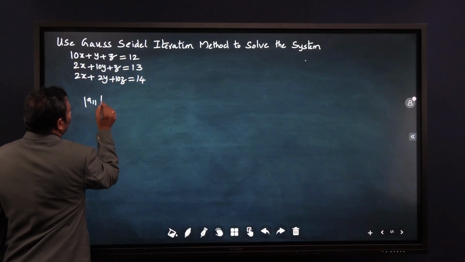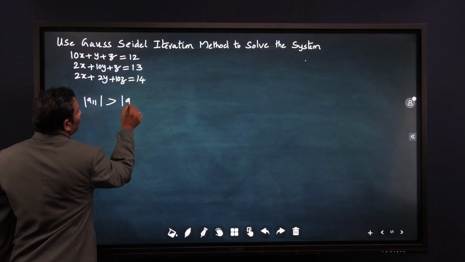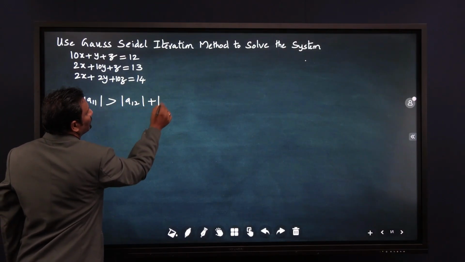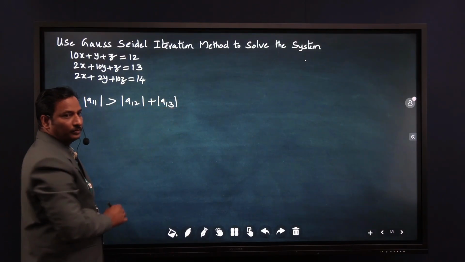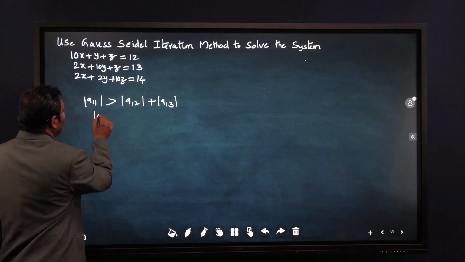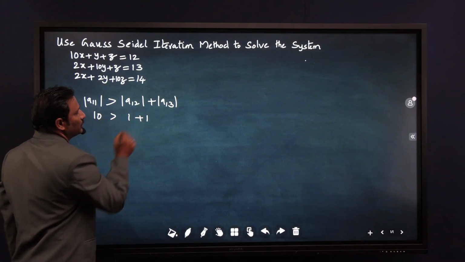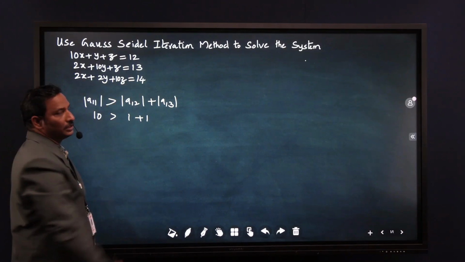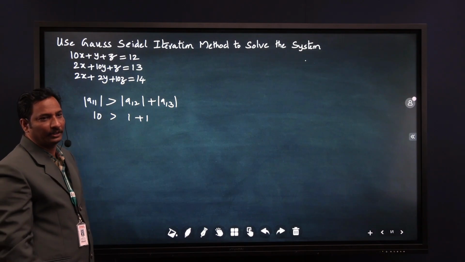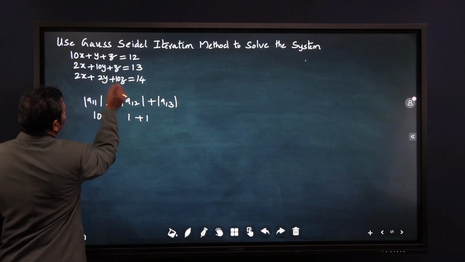So here |a11| must be greater than |a12| and |a13|. Now, 10 is greater than 1 plus 1. So that means equation 1 is diagonally dominant. We only need to look at the diagonal elements.